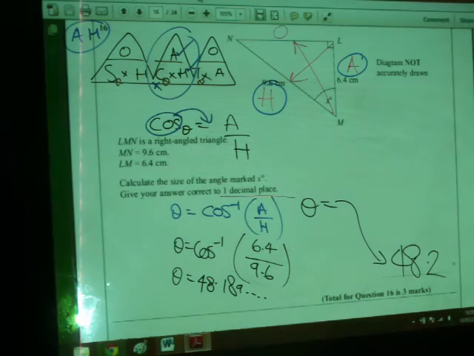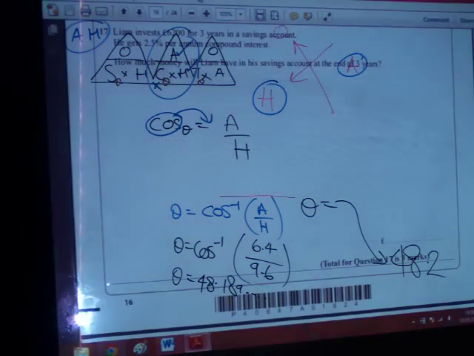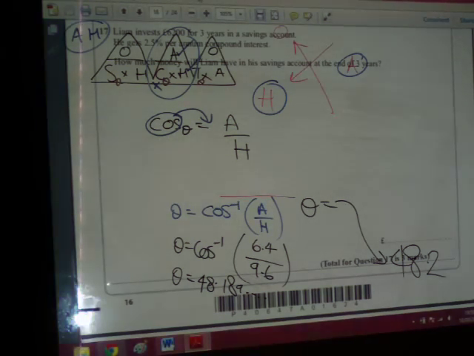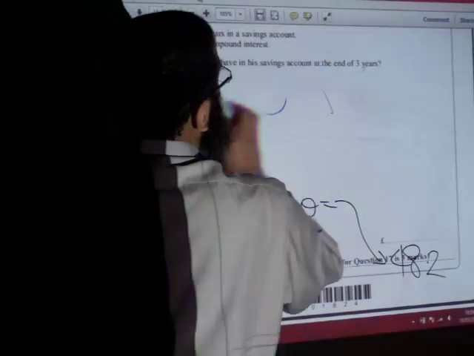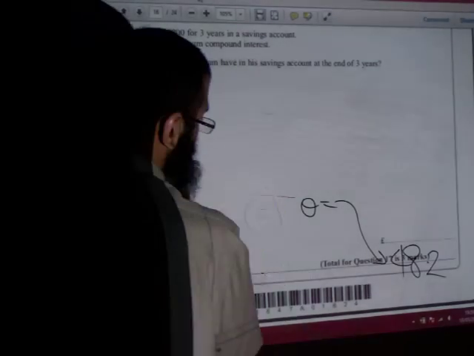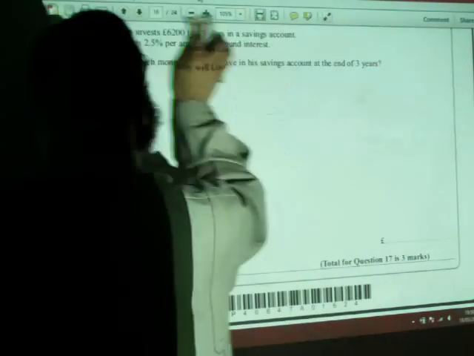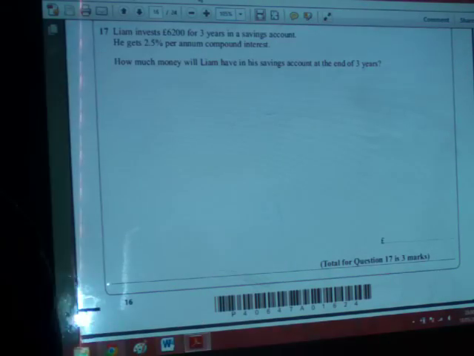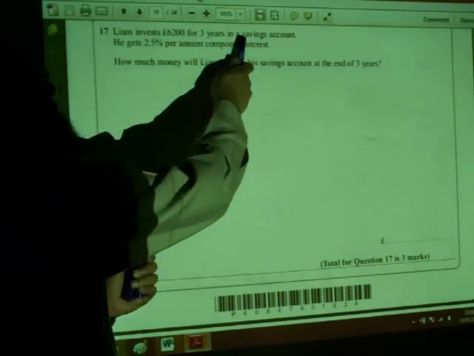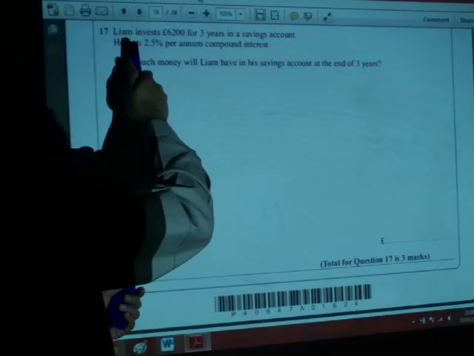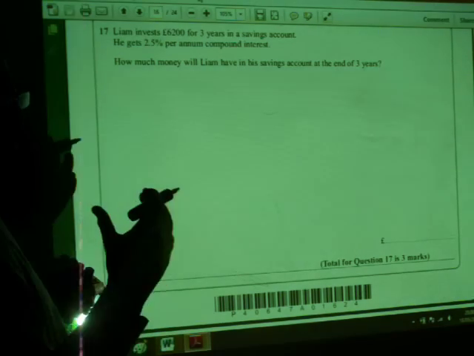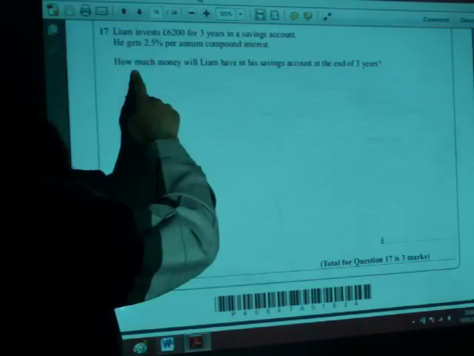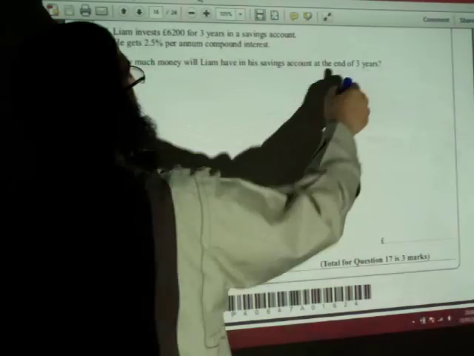Can you move us up onto the next question, please? Okay. Right, Liam invests £6,200 for 3 years in a savings account. He gets 2.5% per annum compound interest. Compound interest has a different type of formula. How much money will Liam have in his savings account at the end of 3 years?